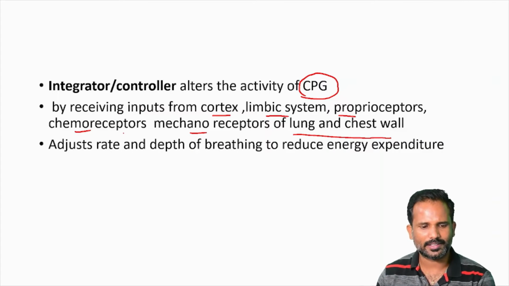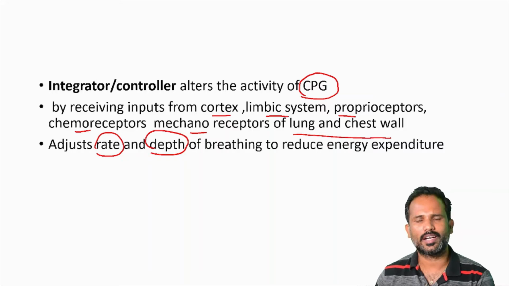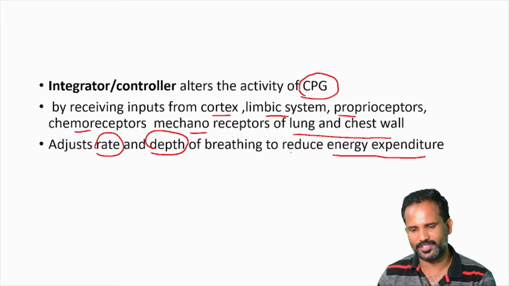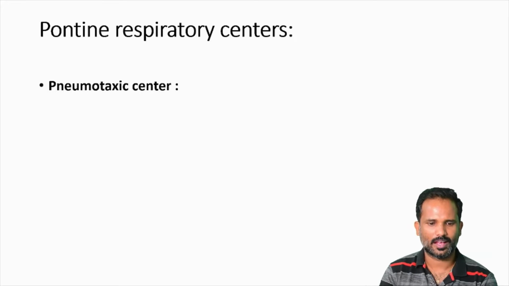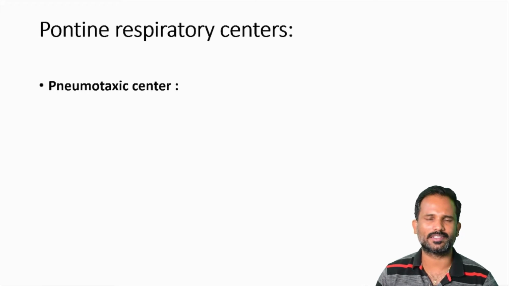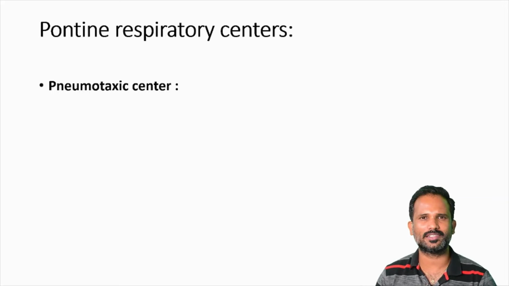And this helps in the adjustment of the rate and depth of breathing, and also it controls the energy expenditure. It reduces the energy expenditure. Now coming to the Pontine respiratory centers. We have two Pontine respiratory centers, the pneumotaxic center and the apneustic center.